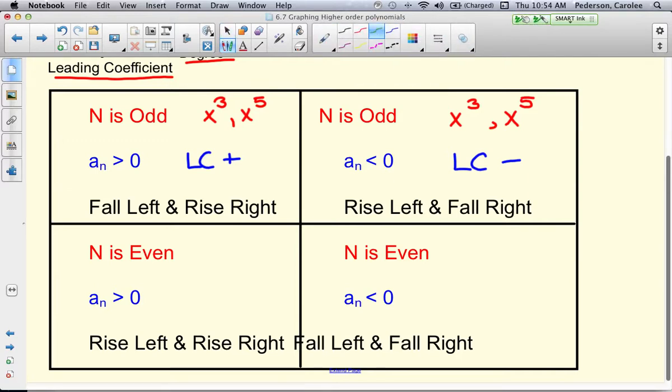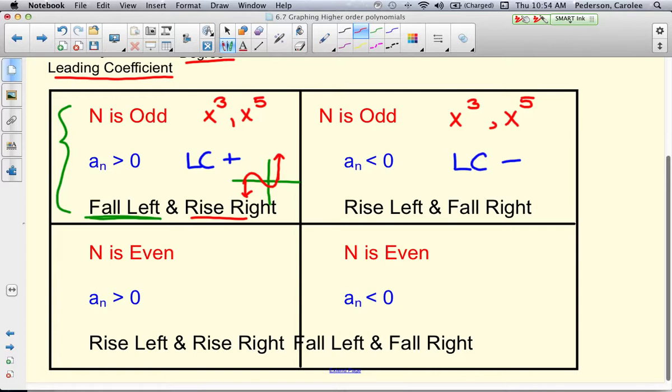So let's talk about this box first. If I have a quintic or a cubic function and the leading coefficient is positive, it tells me that the end behavior is going to fall on the left side. So if we have this x-axis, it's going to fall here on this side, and then it's going to rise on the right. It's going to look something like that.